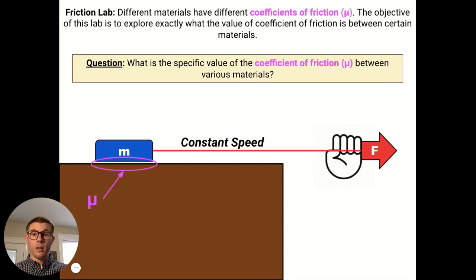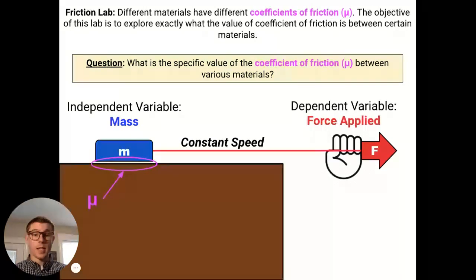Here we have our surface-to-surface contact, which is where our coefficient of friction is. Here in pink, that is between the two surfaces of both the block and the table. So that's that interaction. In this lab, our independent variable, or what we're going to change, is going to be our mass. So we're going to add masses as we go so that the applied force is different. With that being said, the applied force is our dependent variable. So that's what changes as a result of changing the mass. Again, the independent variable, or what we're changing, is mass, and the dependent variable is force applied. That's what changes as a result.